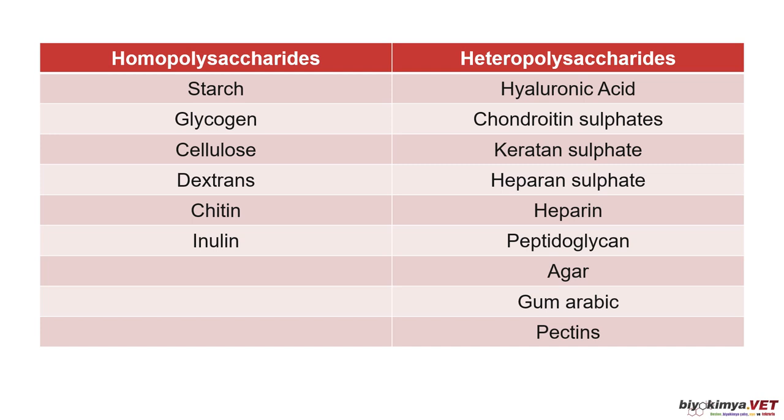And here is a table showing you the polysaccharides we will study under this topic. Firstly, we will start with homopolysaccharides: starch, glycogen, cellulose, dextrans, chitin, inulin, and then we will follow the heteropolysaccharides, starting from hyaluronic acid and ending in pectins. As you see here, some are sulfated. And in general, heteropolysaccharides mostly consist of monosaccharide derivatives.